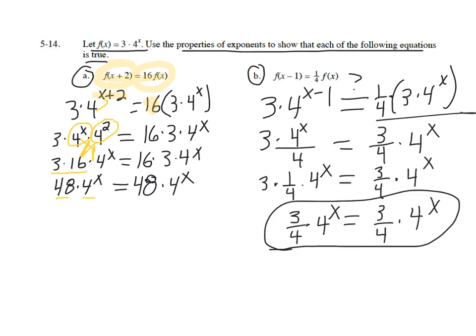On the right side, 16 times 3 times 4 to the x is the same as 16 times 3 times 4 to the x. It doesn't change, and 16 times 3 is 48 times 4 to the x. So f of x plus 2 does equal 16 f of x.